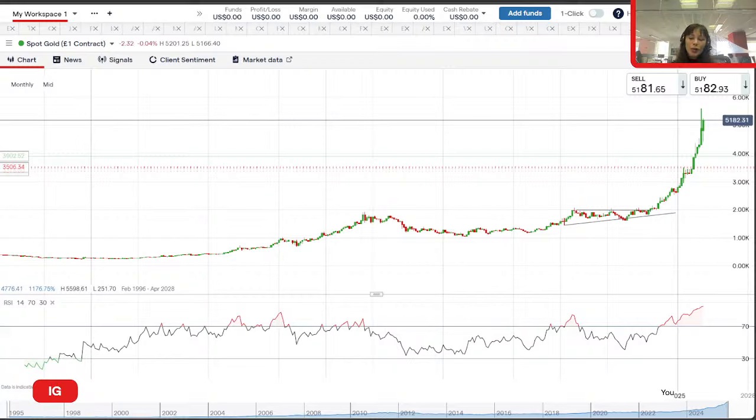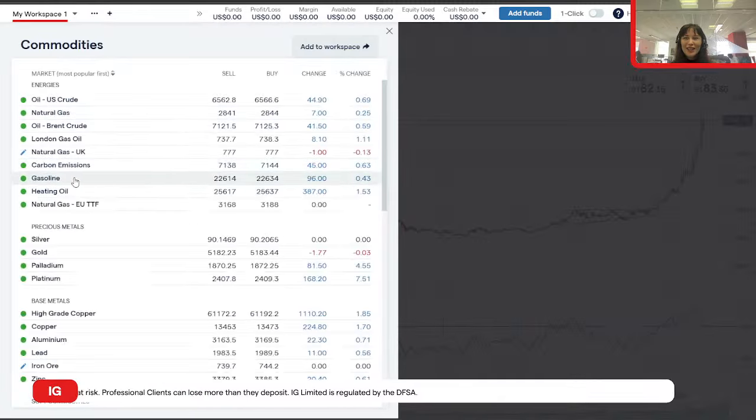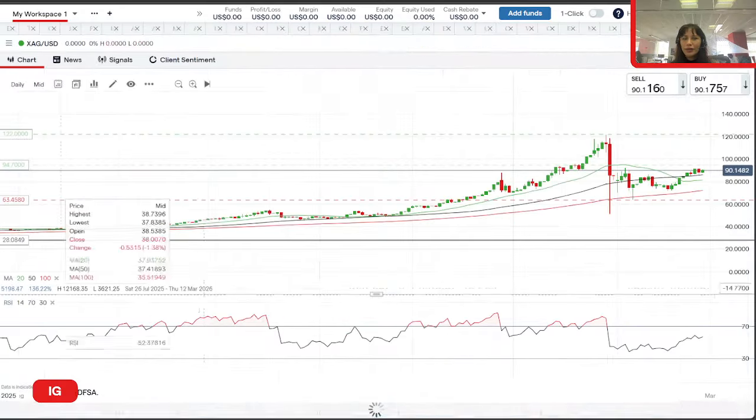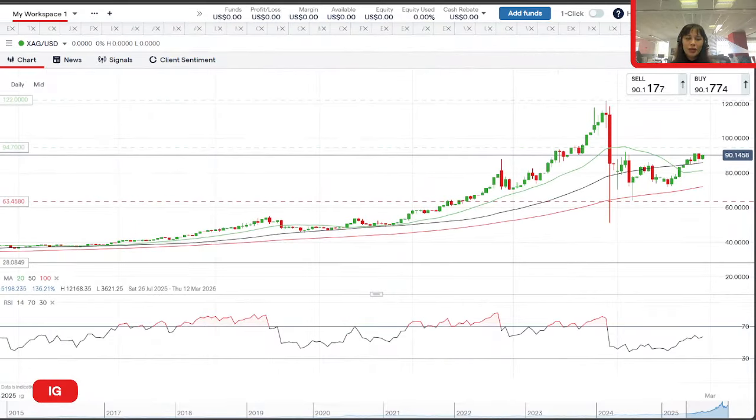So we'll look into Bitcoin just because we don't have a lot of time, or silver. I'm not really sure which one we should go with. We'll do both quickly. So let's look into silver. Silver historically follows gold in its moves.